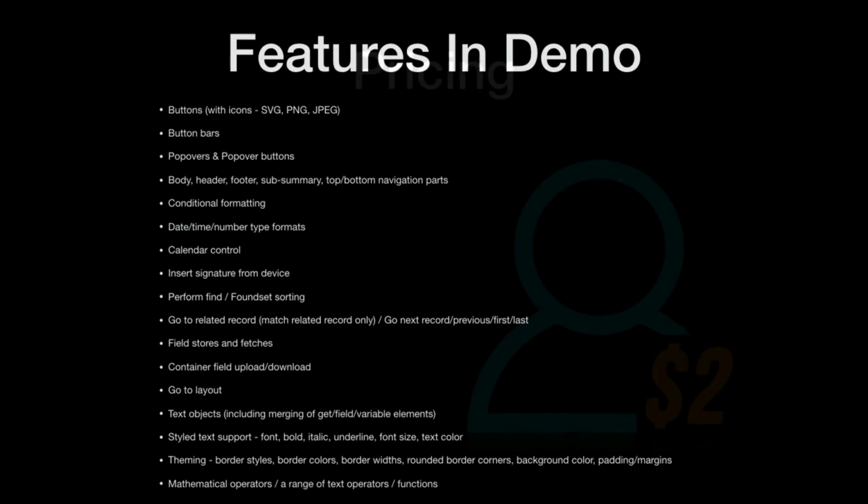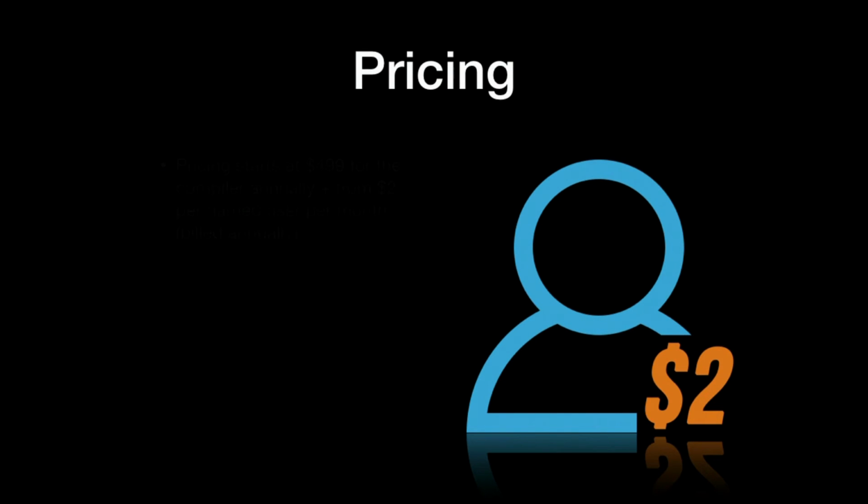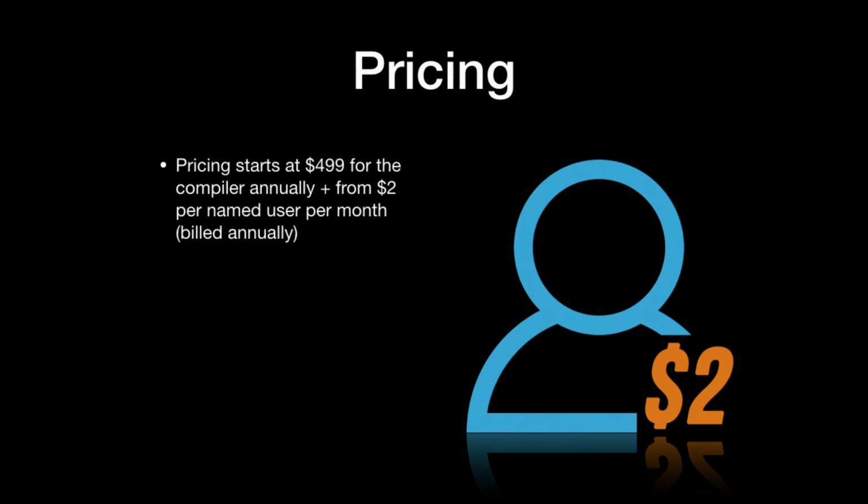So to give you an idea about the pricing, it starts at $499 annually for the compiler, and then your user packs start from $2 per user per month. Depending on volume and usage, we've got different plans for named users versus concurrent users. It does use the FileMaker data API to connect to FileMaker. So when you look at the costs of your FileMaker licensing, the data API is very efficient in terms of licensing if you look at the costs of doing those connections.